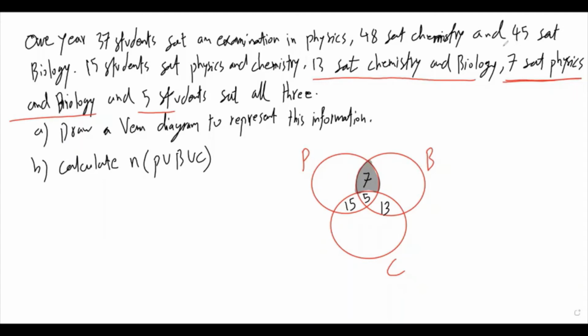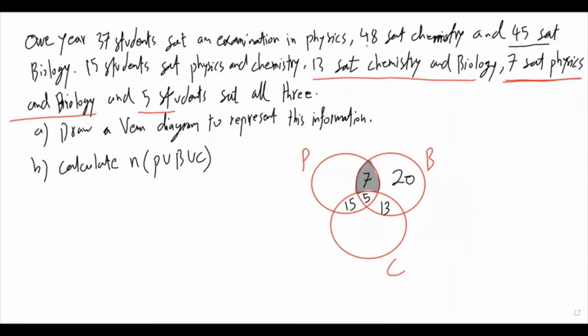Now the bigger ones: 45 sat biology. So this is the circle for biology. All you have to do is grab your calculator and say 45 minus these 3 numbers. So basically 45 minus 25. So I'm left with 20 here.